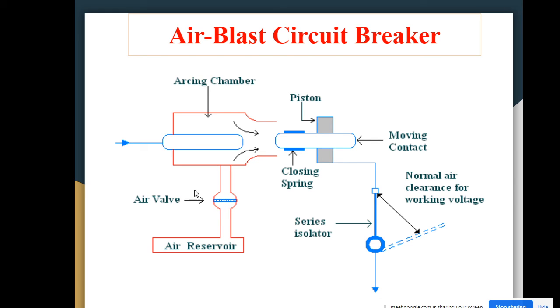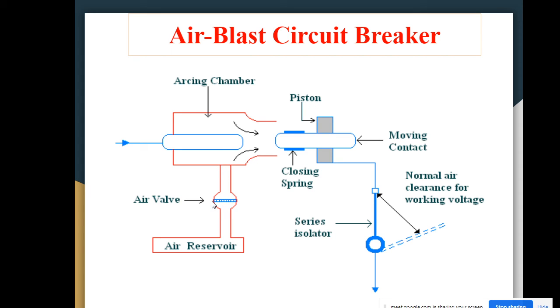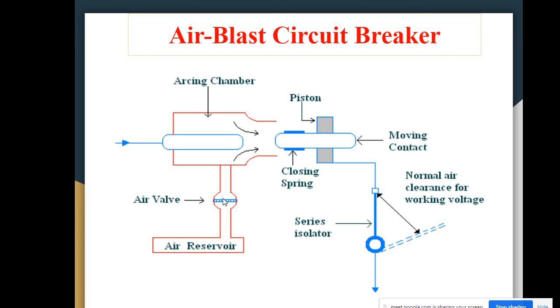When this valve opens, this high pressure air blast will rush to the arcing chamber through the air valve. The air blast which is stored in the air reservoir will rush to the arc chamber through the air valve. When it is opened under the fault, this high pressure air blast will move these moving contacts away from the fixed contacts against the spring action.